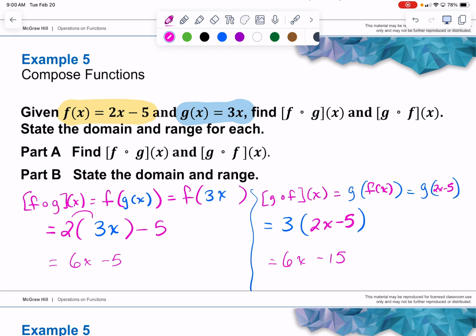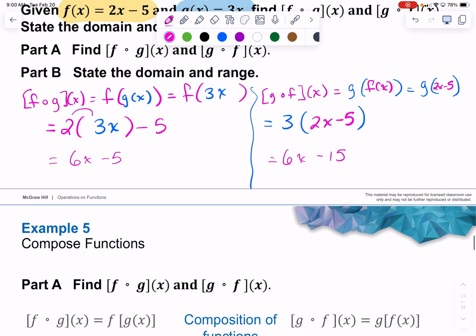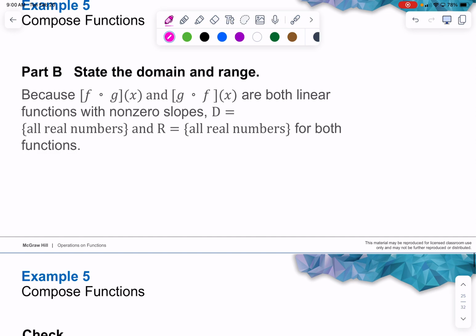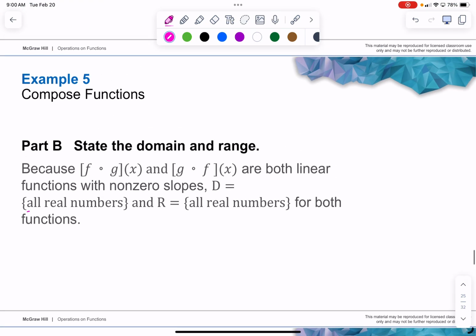Now, state the domain and range, right? Both of these are lines with infinite domains and ranges, so we don't have any limitations, and we got lines out of them, so my domain and range are both all real numbers. That's not always the case, as we'll see with the check problem. So my domain is all real numbers, and my range is all real numbers for both of these functions.